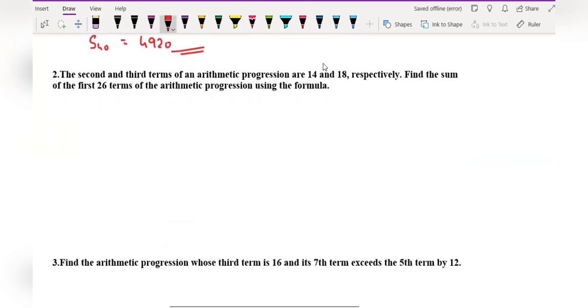The second and third, this one is different from the first question. What they have given you is the second and third terms of an AP, 14 and 18. They gave you a2 is equal to 14 and a3 is equal to 18.